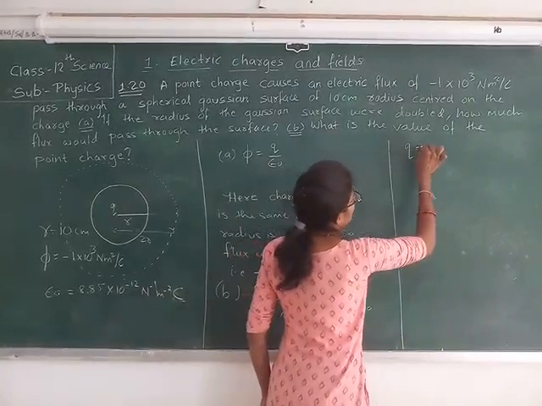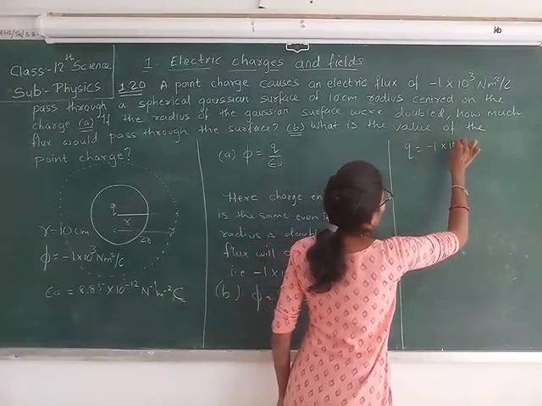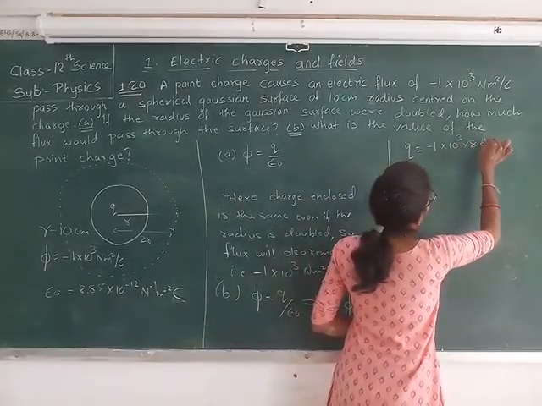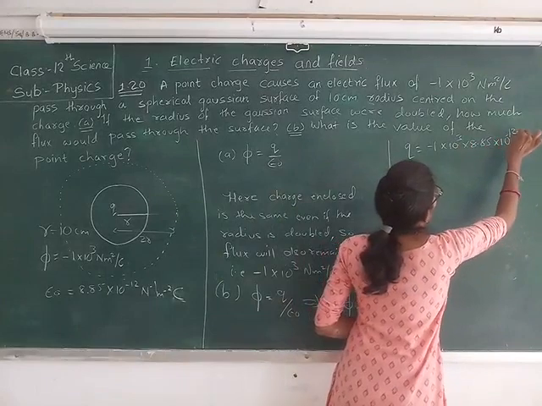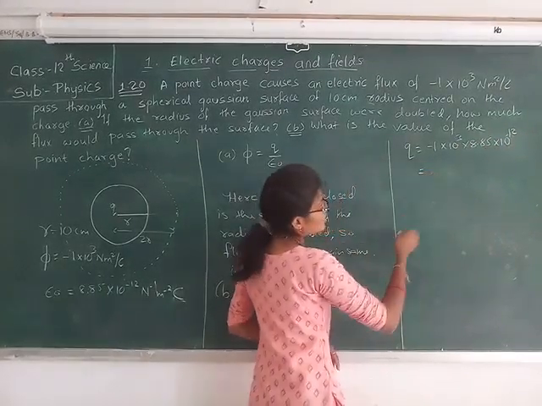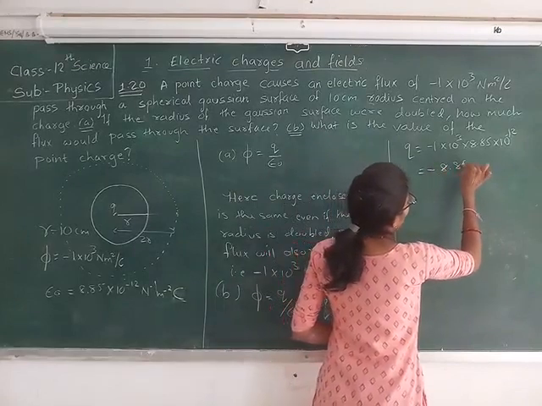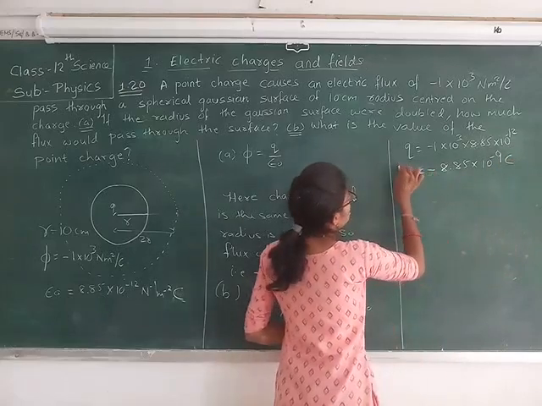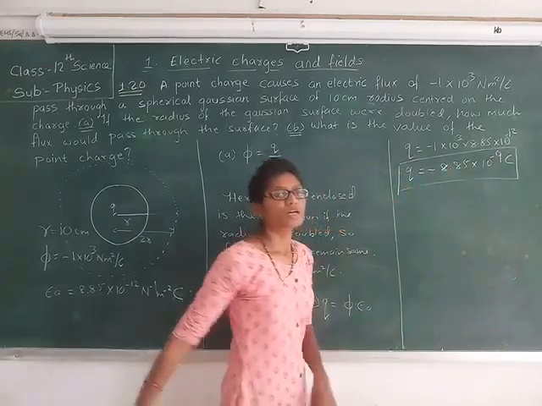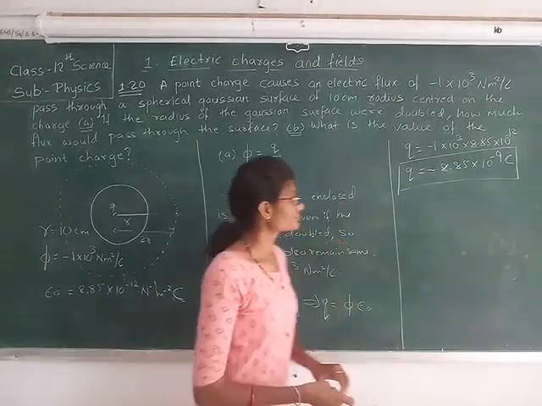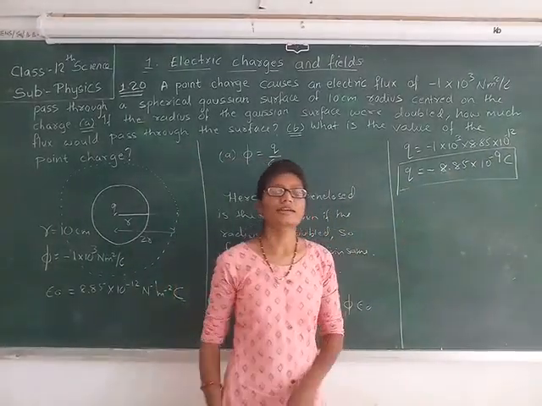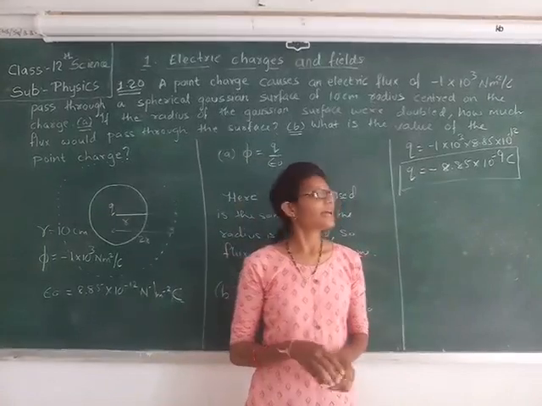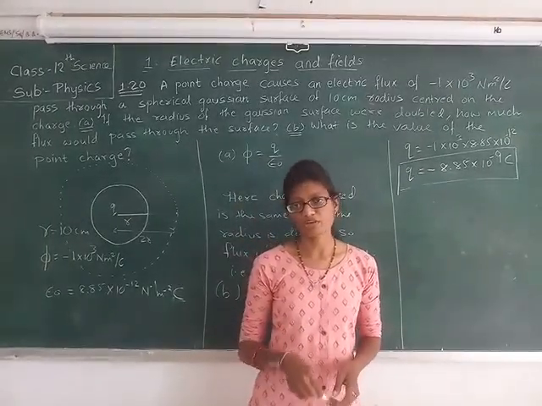The value of phi is -1 into 10 raised to 3, and epsilon 0 is 8.85 into 10 raised to -12. When we calculate this, we get -8.85 into 10 raised to -9 coulomb. This is the value of the point charge centered in the sphere. The negative sign indicates that the charge enclosed by the Gaussian surface at the center of the sphere is a negative charge. So students, you may copy down this numerical.